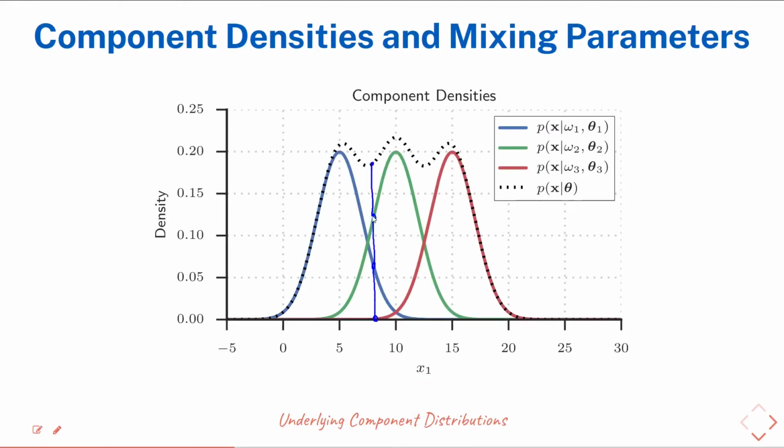Now, we may not know which component density belongs to which real class. So if these are, let's say, tumors, and we have blue is benign, green is indeterminate, and red is severe or malignant, we may not know that given just the densities. But we can basically estimate that there are 3 densities. We can say that here are the parameters of our densities, and then we can classify new samples as belonging in either class 1, class 2, or class 3, whatever those classes end up being.